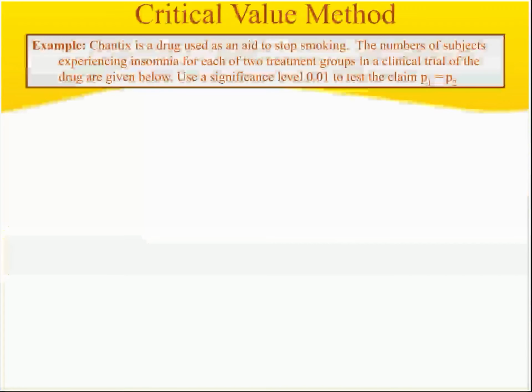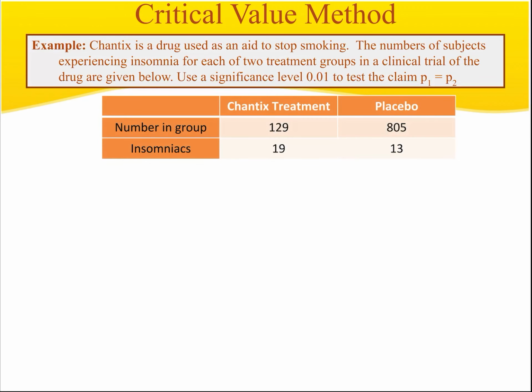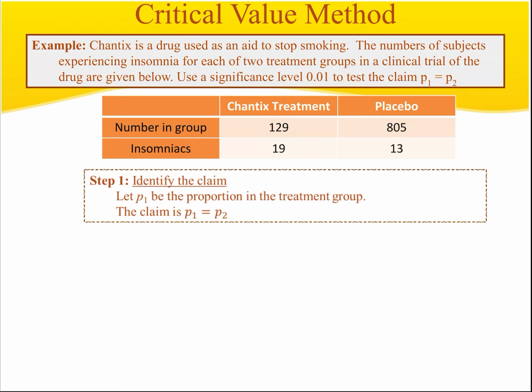Okay, let's do a couple of examples now using the critical value method. So, Chantix is a drug used as an aid to stop smoking. The number of subjects experiencing insomnia for each of 2 treatment groups in a clinical trial of the drug are given below. Use a significance level 0.01 to test the claim that P1 equals P2. So here's our group. Out of 129 people receiving Chantix treatment, 19 reported insomnia. And out of 805 people in a placebo group, 13 reported insomnia.